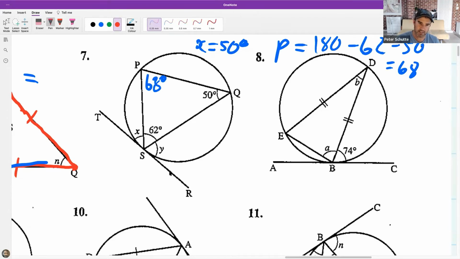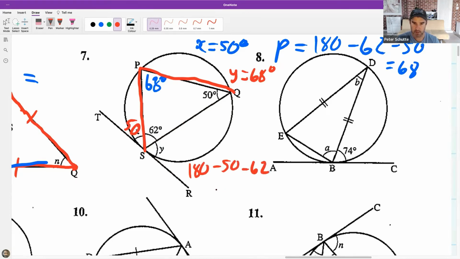So we would say this answer here, that's 68. And then we can look at the same thing. The angle between the tangent and the chord is going to be equal to the angle in, so basically these 2 are going to be buddies. And so Y would be equal to 68. Or if you are really sneaky, you would have said angles on a straight line add up to 180. And so 50 plus 62 plus what gives me 180. And to do that, you would have just said 180 minus 50 minus 62, which would give us 68.